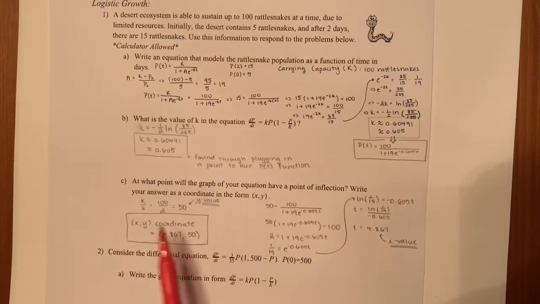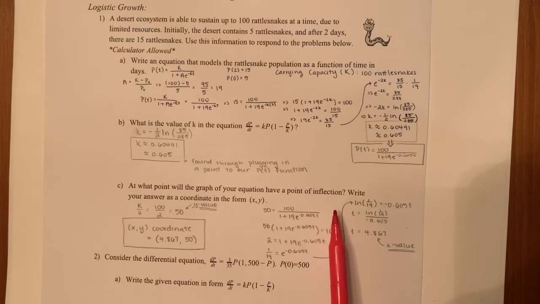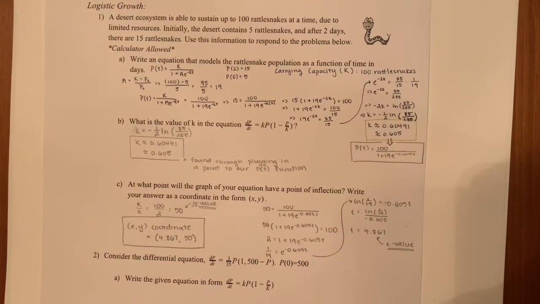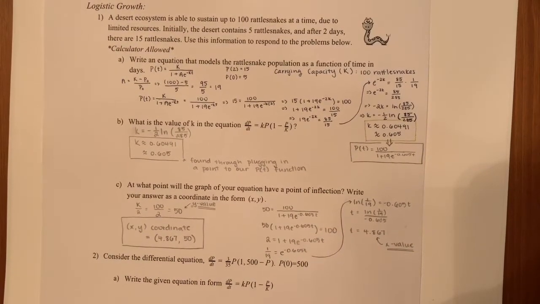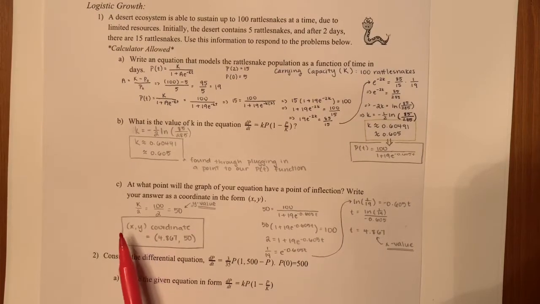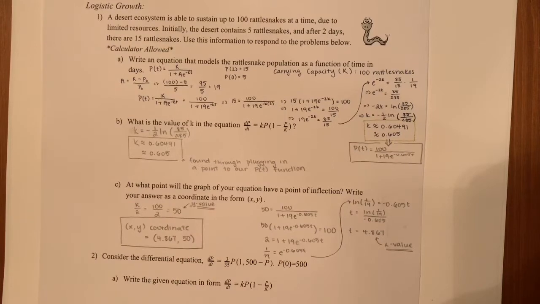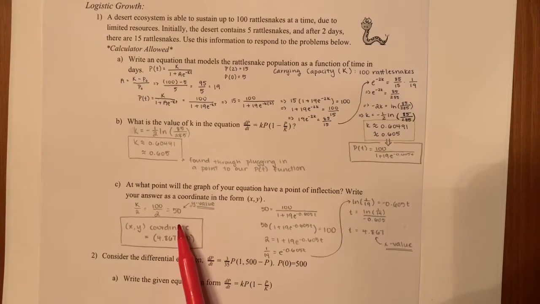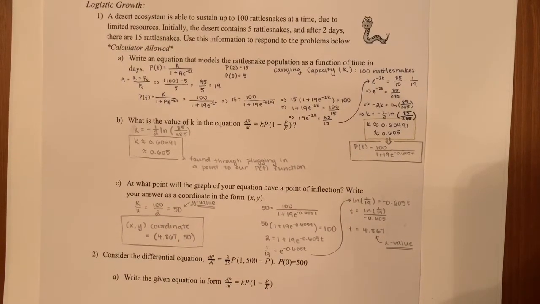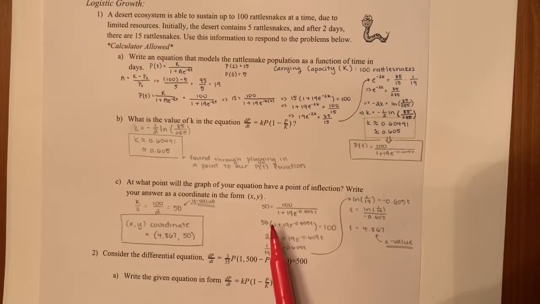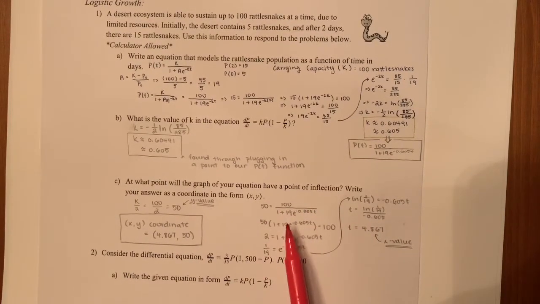For part C, it says, at what point will the graph of your equation have a point of inflection? Another way to say this is, when will the population be growing the fastest? This is when the carrying capacity is divided by 2, and that gives us our y value of 50. Now that we have the y value of when it's growing the fastest, we can solve for when it's growing the fastest. So we set 50 equal to our function.